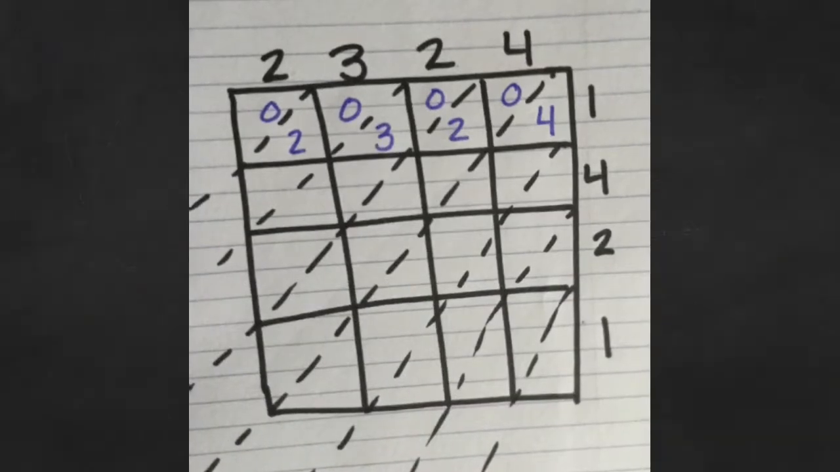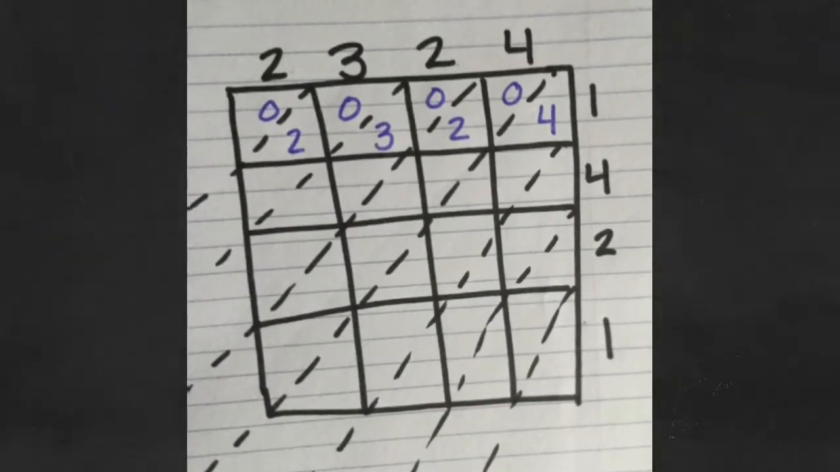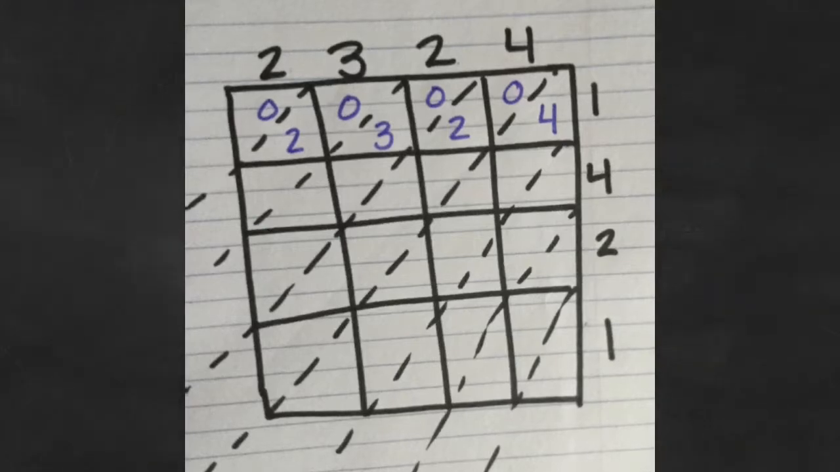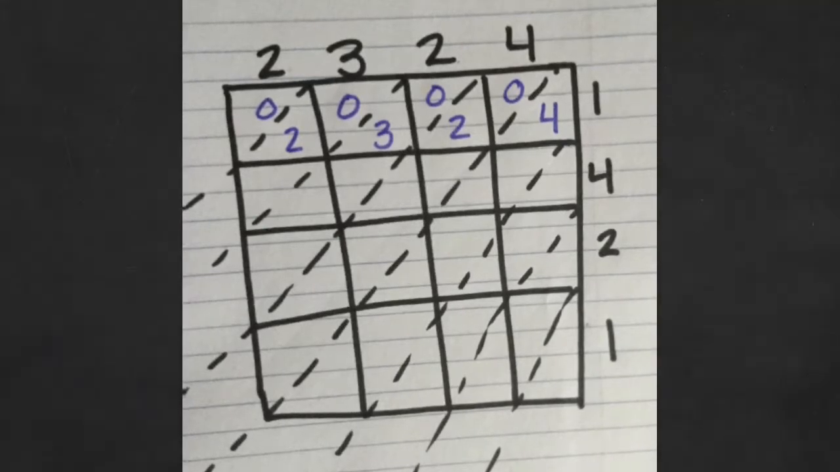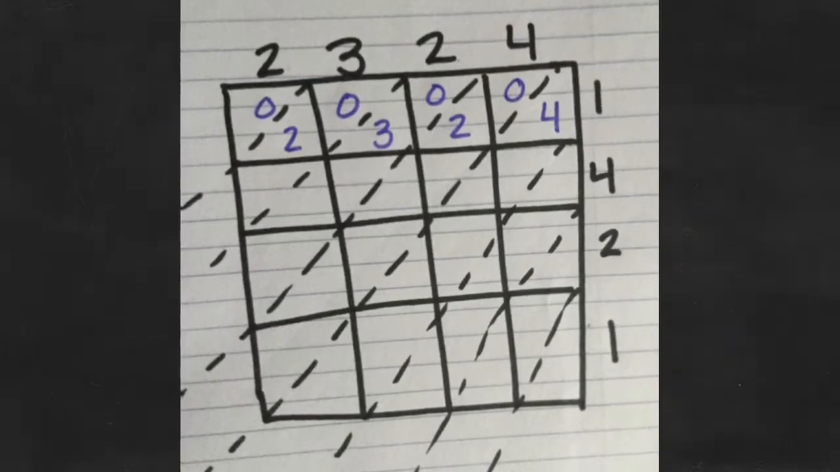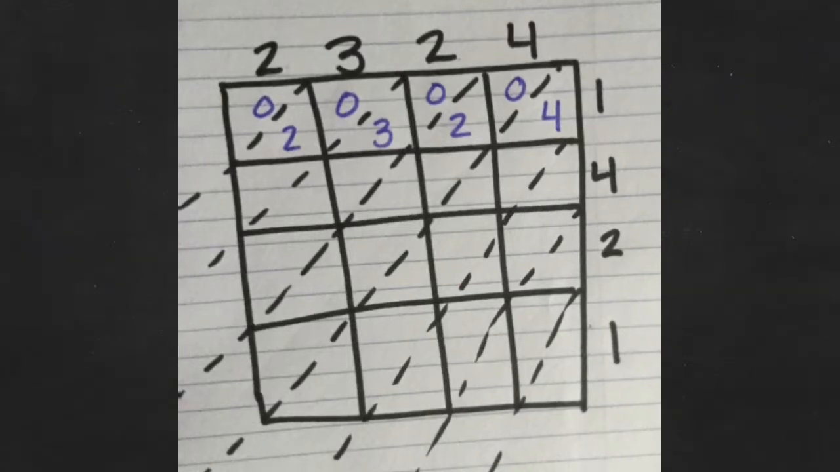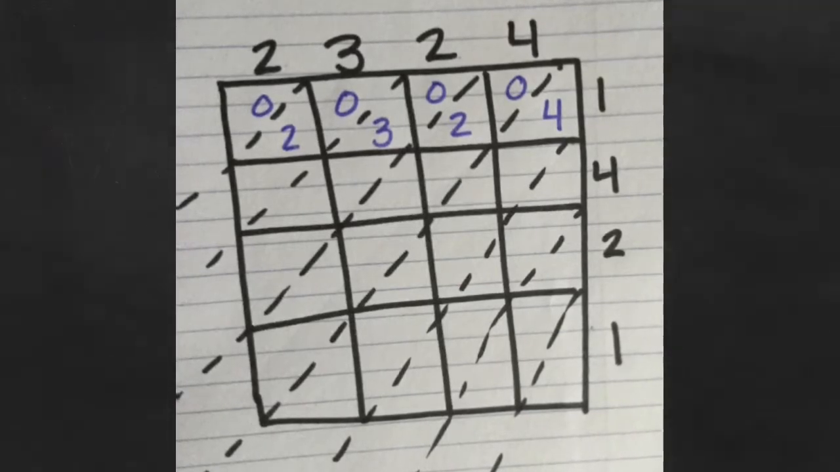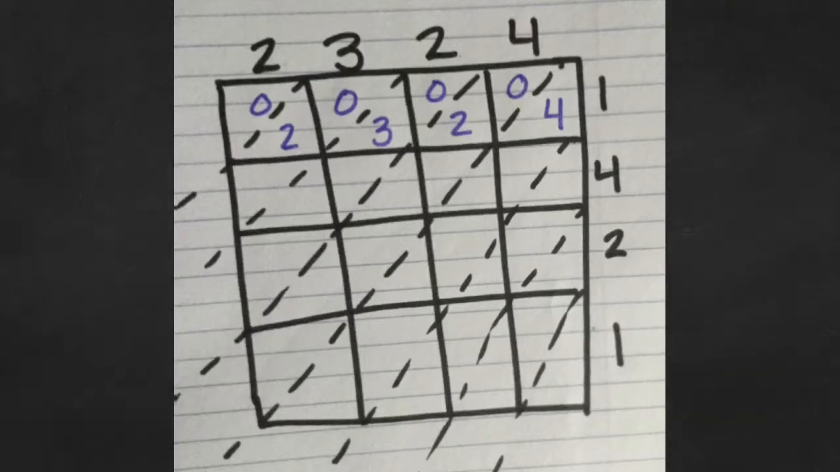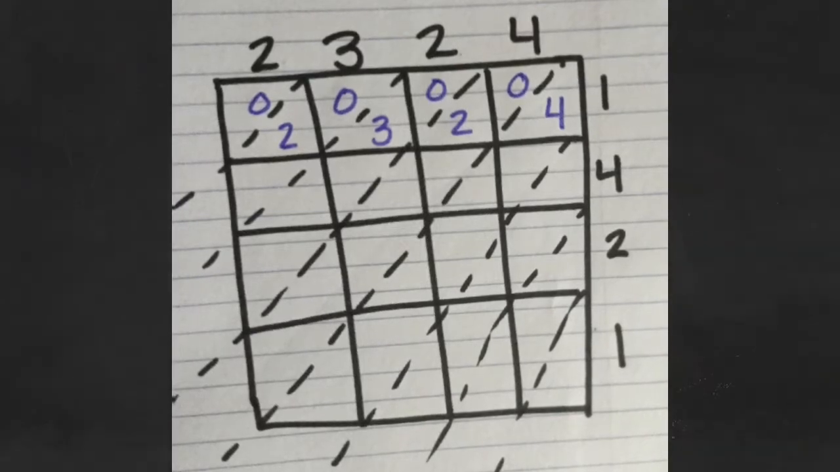I like to go ahead and start with the first row and work my way down. So I've done the first row here, as you can see. So we've started with 1 times 2 is 0, 2. 1 times 3 is 0, 3. 1 times 2 is 0, 2. And 1 times 4 is 0, 4.